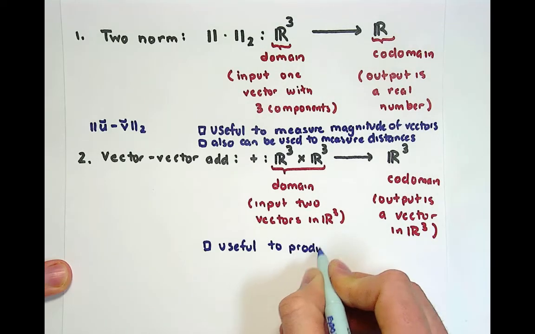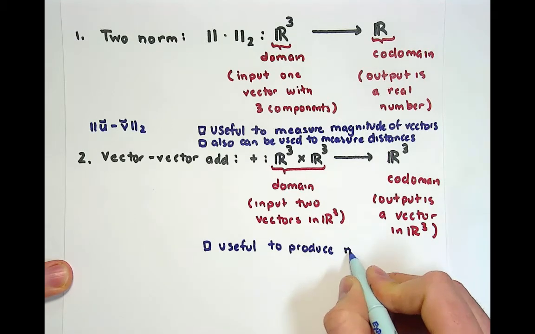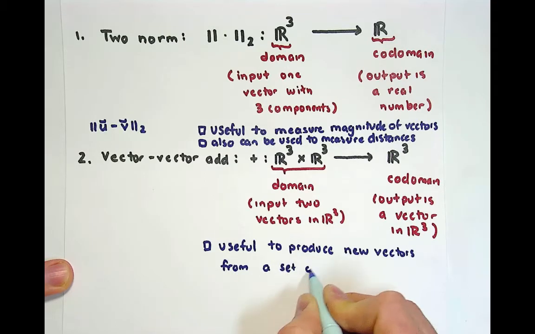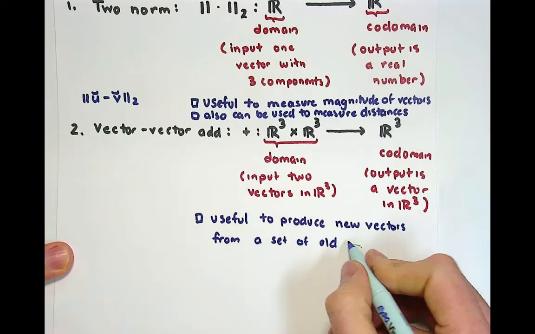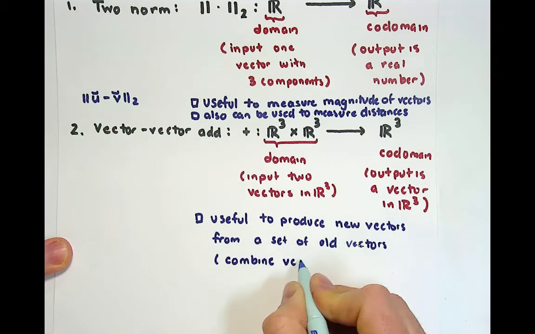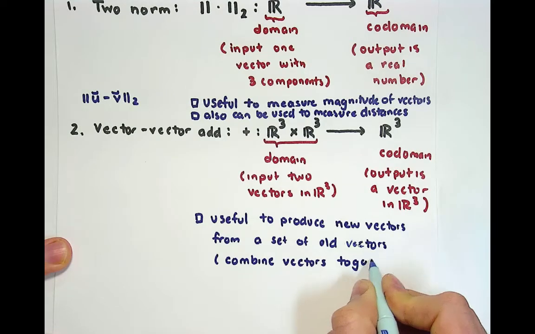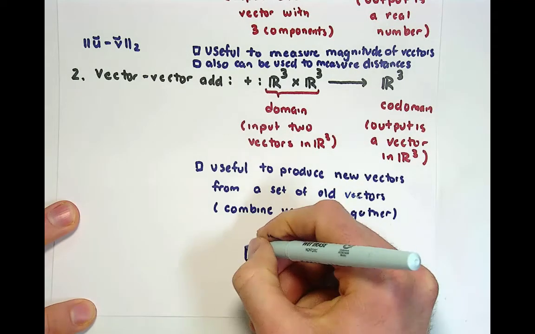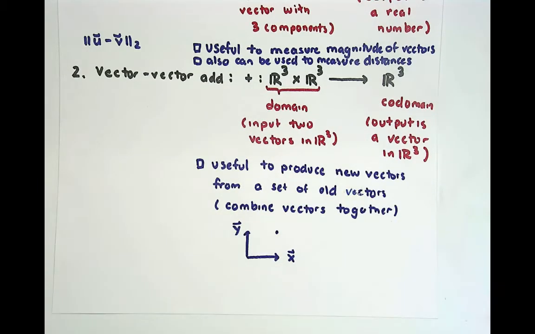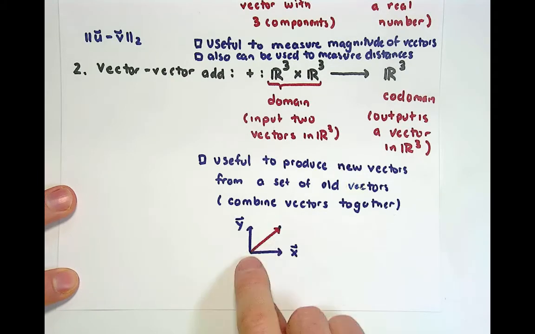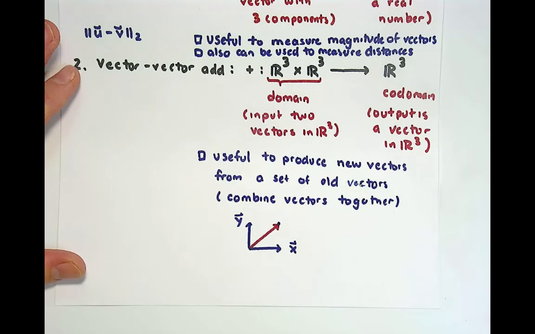All right. Vector addition was really useful to produce new vectors from a set of old ones, or old vectors. You might find this useful to combine vectors together. And the quick geometric observation is, let's say you had two vectors, one in this direction and one in this direction. You could get to some vector out here by adding those two together, right? You've got these two different directions, and then you get this third option through addition. And that's what we use vector-vector addition for.